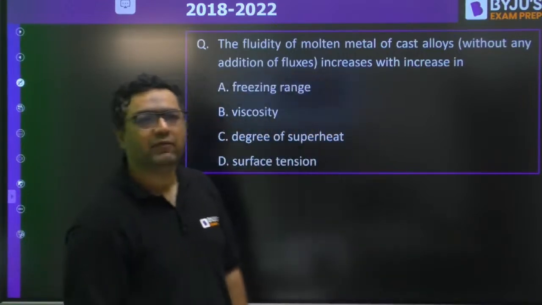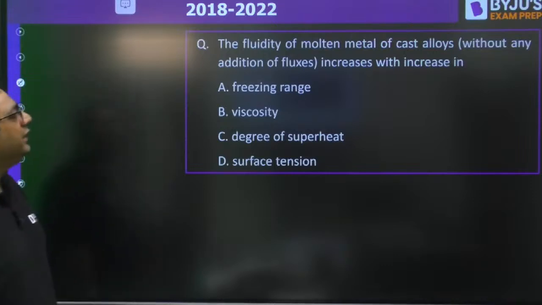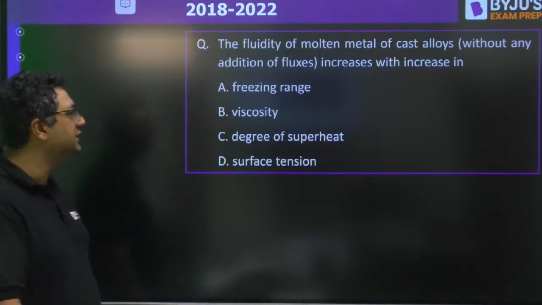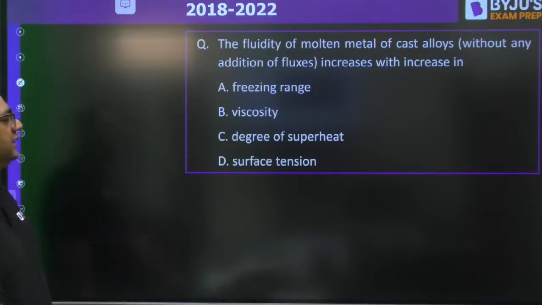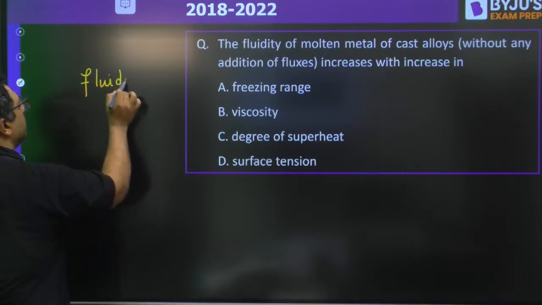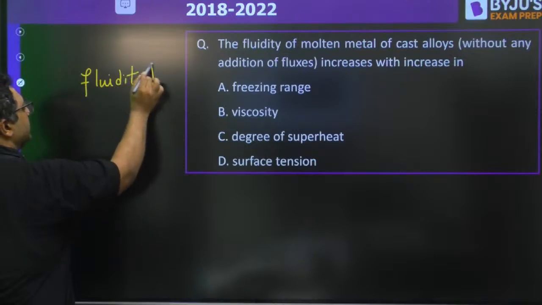Okay, engineer BK, very good. So the fluidity of molten metal of cast alloys without any addition of fluxes increases with increase in freezing range, viscosity, degree of superheat or surface tension. What will be the answer for this? Fluidity increases with what?